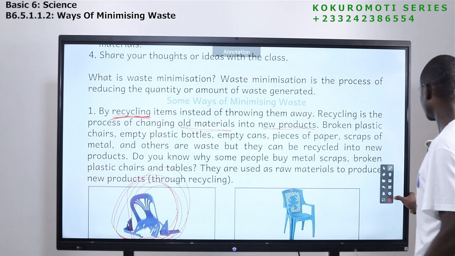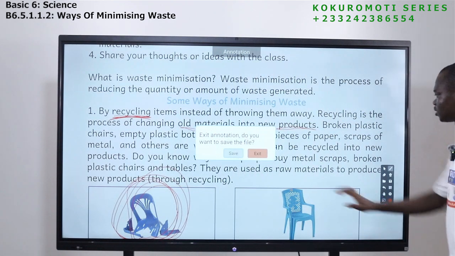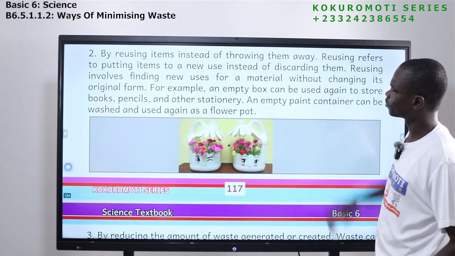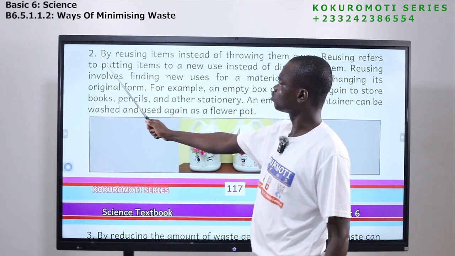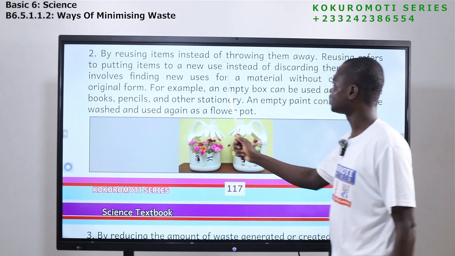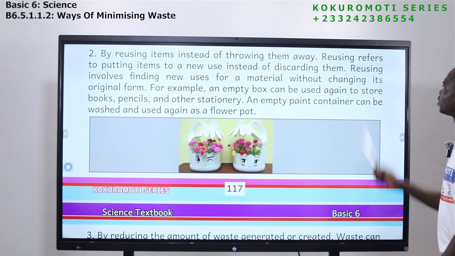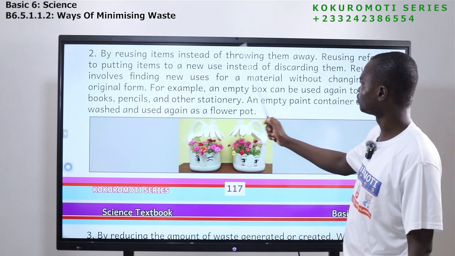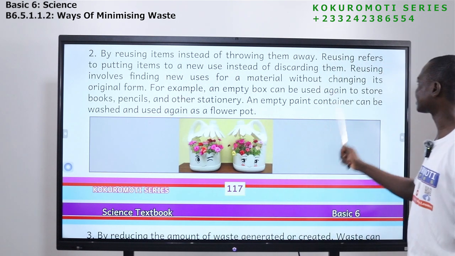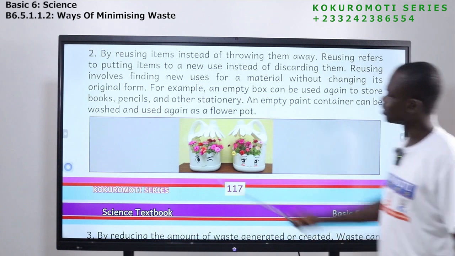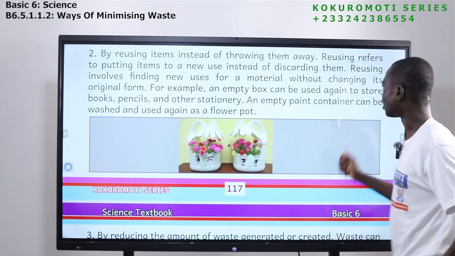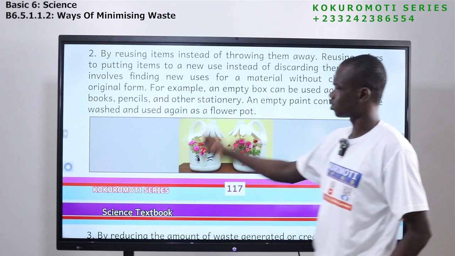Okay, so let's continue. The next one, 2. By reusing the items instead of throwing them away. Reusing refers to putting items into a new use instead of discarding them. Reusing involves finding new use for a material without changing its original form.